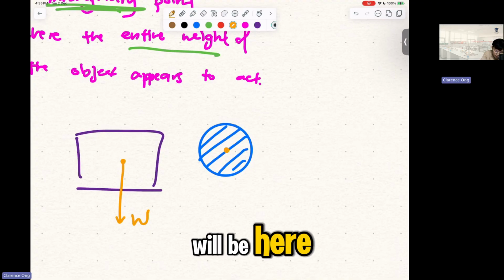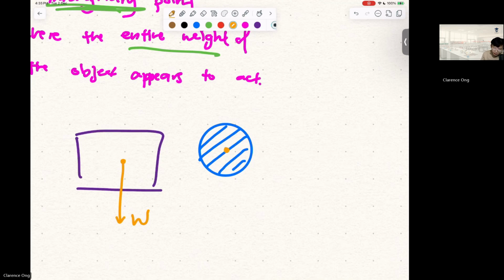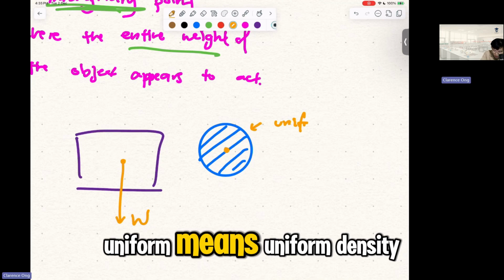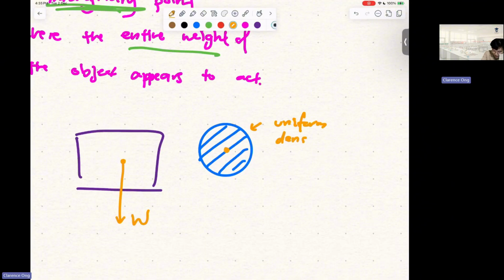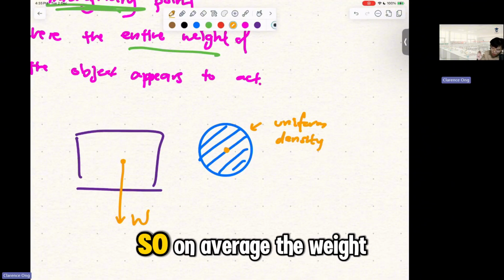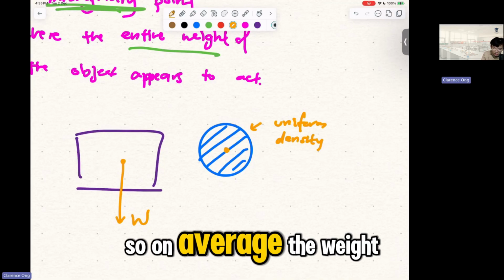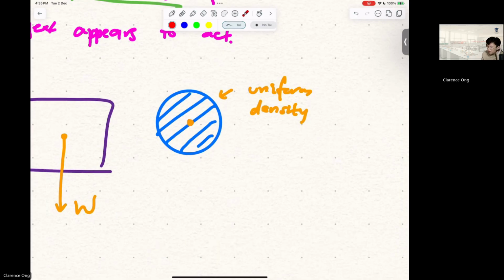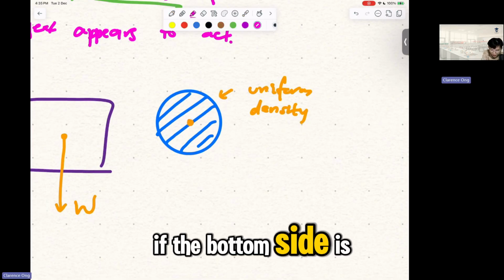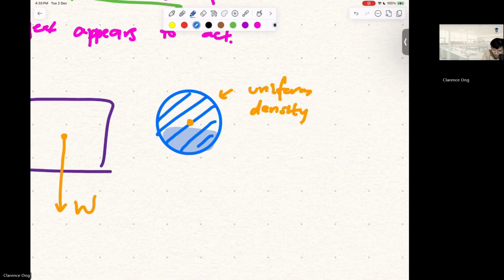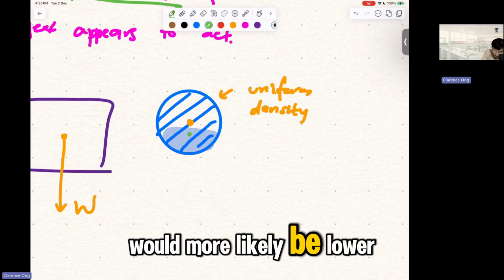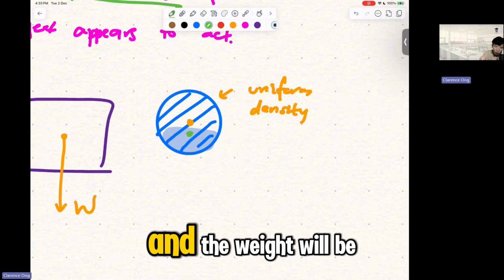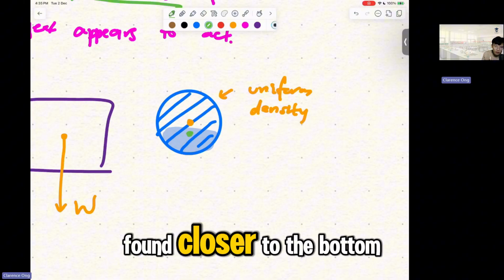Alright, the center of gravity will be here, right in the center, because this object is uniform. Uniform means uniform density, the same density throughout. So, on average, the weight is roughly in the center. If the bottom side is heavier, then the center of gravity would more likely be lower, because there's more matter at the bottom and the weight will be found closer to the bottom.